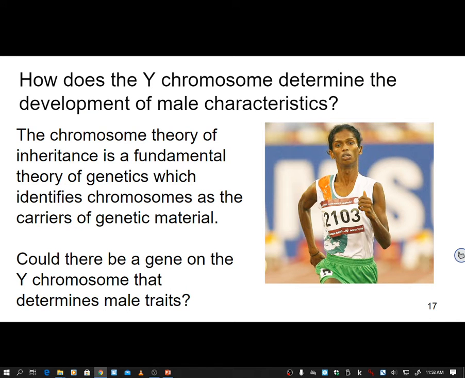So how does the Y chromosome determine the development of male characteristics? That's the big thing here. If you have a Y chromosome, what exactly does it do differently for a male versus a female? The chromosome theory of inheritance is a fundamental theory of genetics which identifies chromosomes as the carriers of genes. So basically, the Y chromosome is a chromosome, so it's going to carry different genetics than what an XX has. Could there be a gene on the Y chromosome that determines male traits? Well, if that's the only difference between male and female, XX and XY, then what do you think? Do you think the Y has that many traits to make males that much different than females?